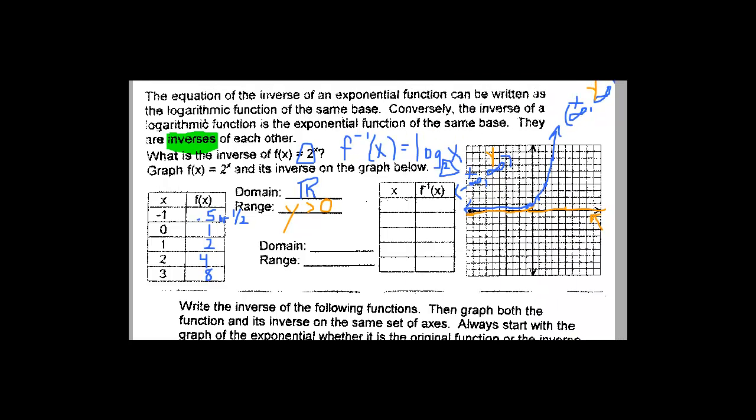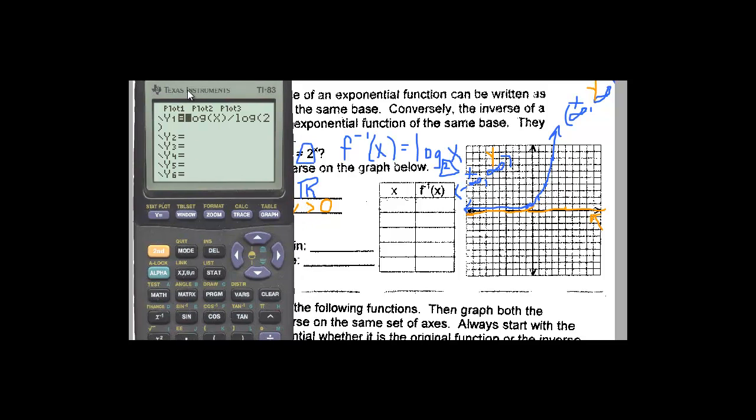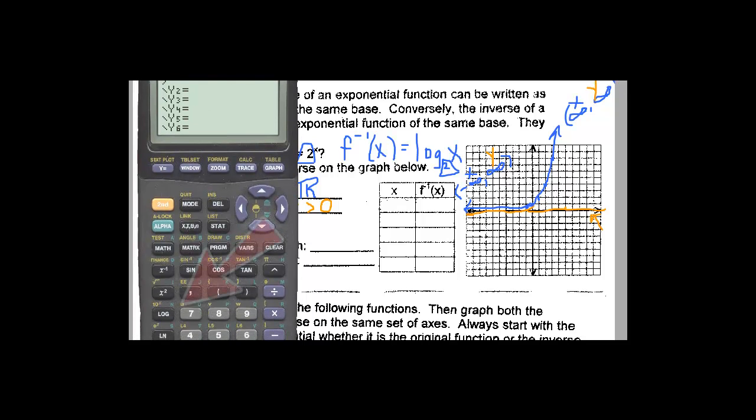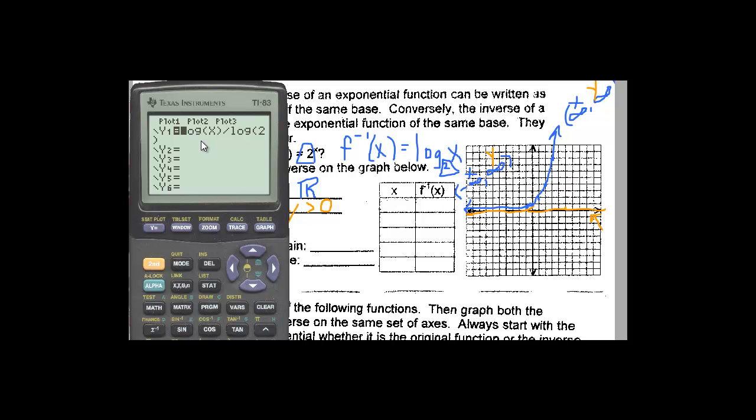Now we need to graph the inverse function, log base 2 of x, on the same graph. To input this into the calculator, it only reads common logarithms. The common logarithm button is right here underneath the x squared key. And the common logarithm is understood to be a base 10. So this is log in parentheses, plug in your x, divided by log, and since the base is a 2, this is what we put in for x into the calculator.